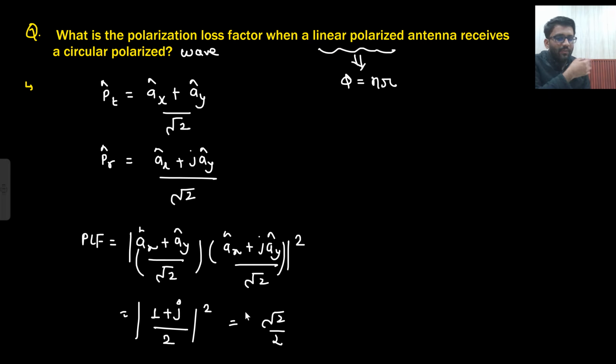What is the magnitude of 1 plus j? Under root 2 only, no? Magnitude of a plus ib is under root a square plus b square. So that is under root 2 divided by 2 whole square. So again, what are you getting? 1 by 2. Right? Now let's take another random example.